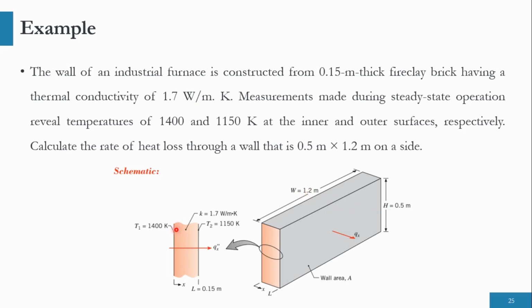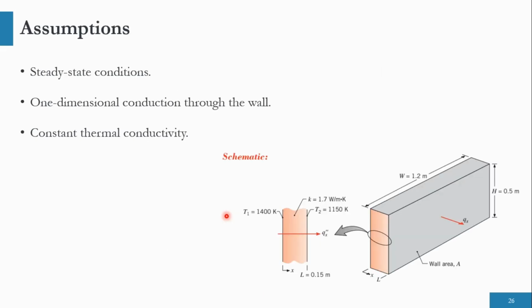The temperature at the inner side is 1400 Kelvin, while the outer side is 1150 Kelvin. The thermal conductivity is 1.7 watt per meter Kelvin. So we have to calculate the rate of heat loss. Initially, we will assume steady state conditions, that there is no change with respect to time. We are assuming one-dimensional conduction, there is no heat conduction in other dimensions, and the value of thermal conductivity remains constant. Accordingly, we have to simplify the problem.